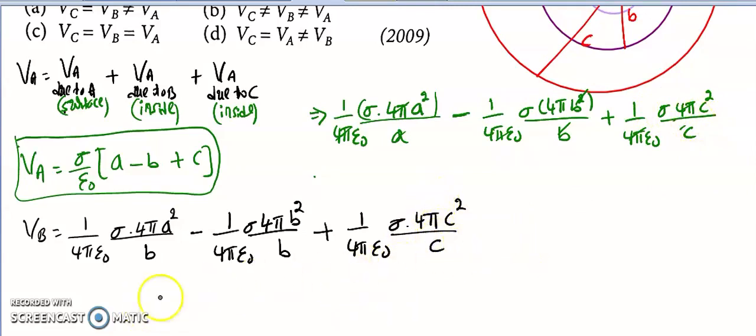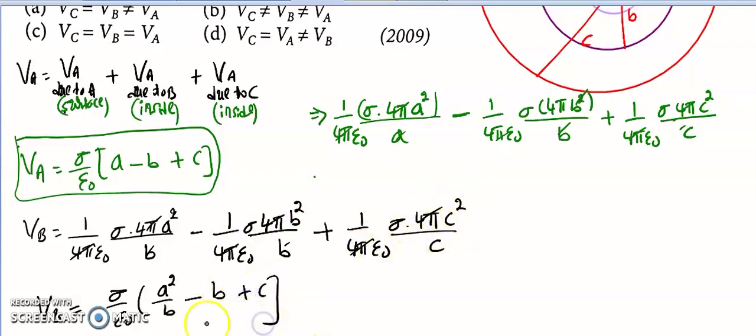Now we do the simplification. Potential at B is equal to sigma divided by epsilon naught, the 4 pi cancels, leaving A square by B; the 4 pi cancels, leaving minus B; the 4 pi cancels, leaving plus C. So this is the potential at B.